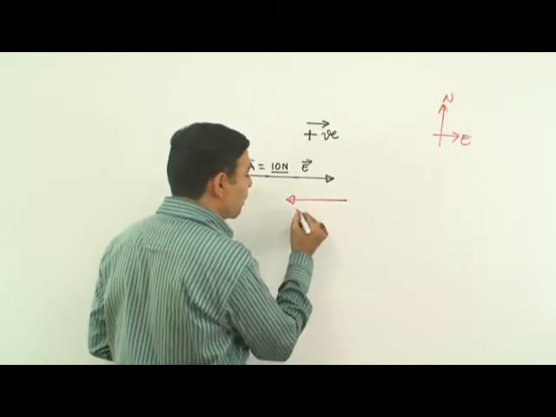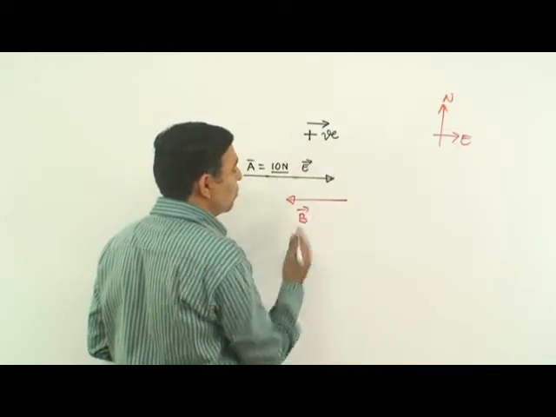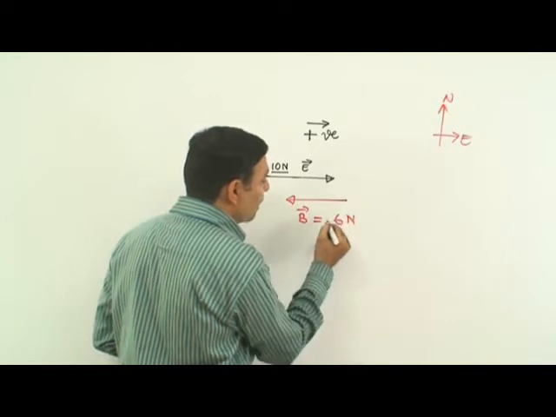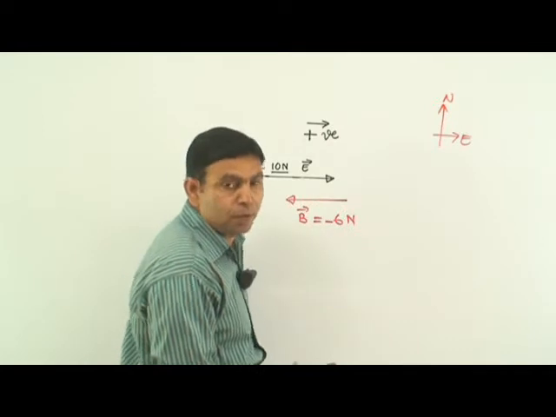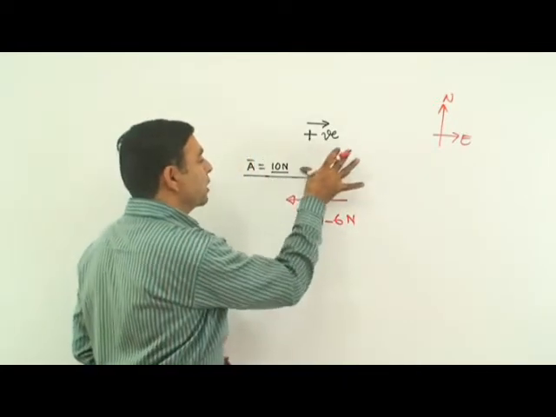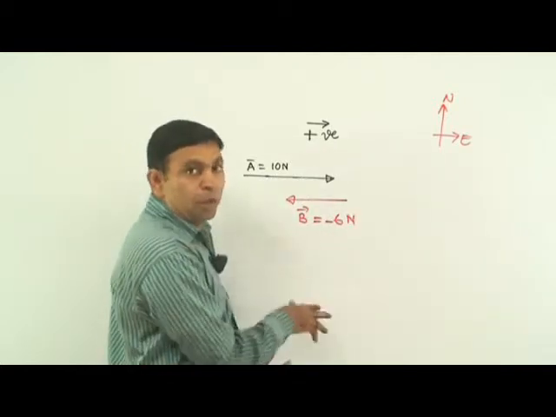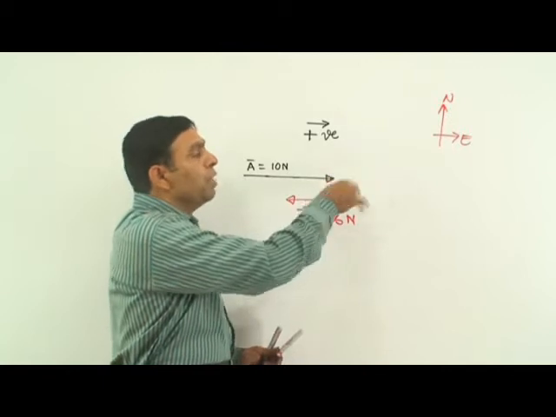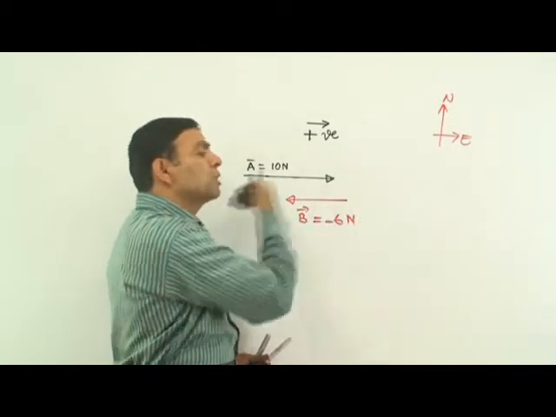If this is a vector B, if I call this as 10 Newton, I am taking eastward direction positive, then B would become, say, 6 Newton, so it will become minus 6 Newton. Minus sign indicates it's in opposite direction. Fine? Is it clear? So if a particular direction is taken as positive for vectors, then opposite direction becomes negative. Fine? If I conveniently choose this particular direction as positive, any vector in this direction should be taken as positive and any vector in opposite direction should be taken as negative.